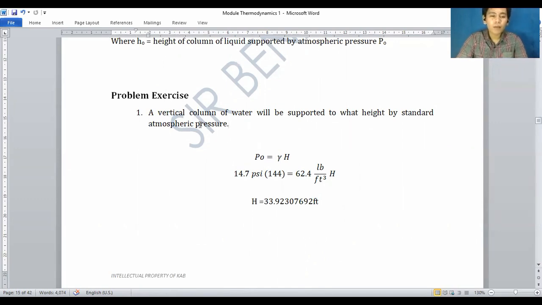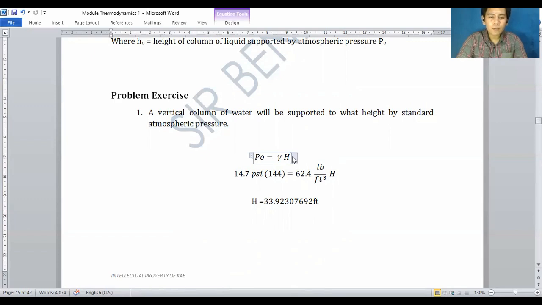Now, as you can see here in the problem, there is no given, there are no figures. All we have is the phrase standard atmospheric pressure. Now, this means that it is on standard condition. For example, when we say standard condition, we have constants. We should know the constants in standard conditions.